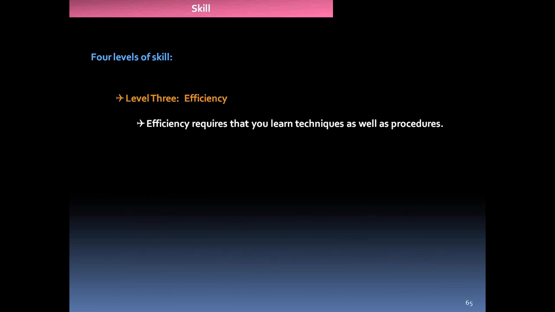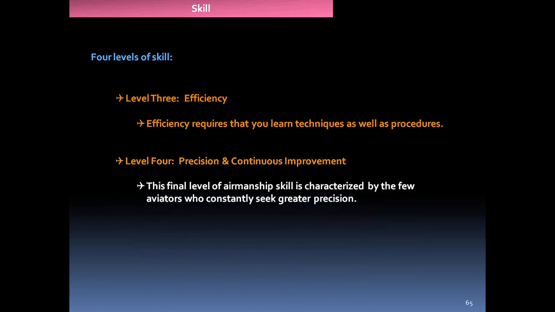Efficiency requires that you learn techniques as well as procedures. So to be efficient, you know how to lean your engine properly, or you know how to call up a direct to a waypoint in your GPS to cut a corner and save some fuel. So efficiency requires you learn techniques as well as procedures. Level 4, precision and continuous improvement.